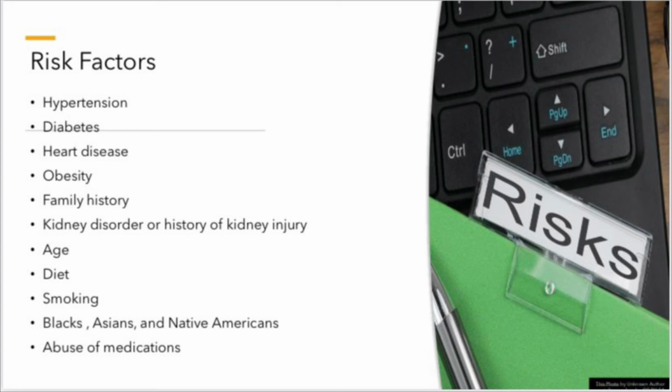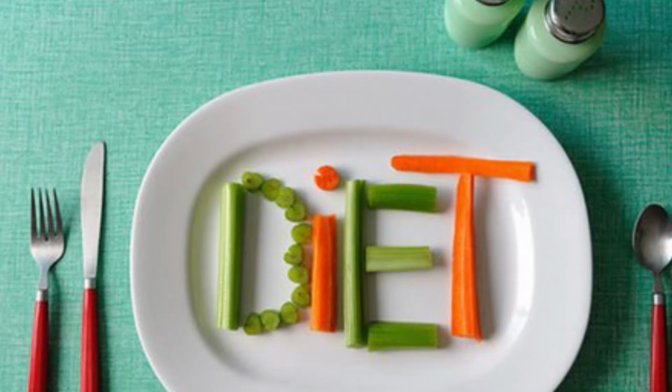I'm talking about the risk factors. With hypertension, diabetes, heart disease, and obesity being a crisis in the small Bahamian community, these are some of the risk factors for developing CKD. And the reason why we develop these comorbidities, these diseases, in the first place is because of our diet. We don't have the best diet.